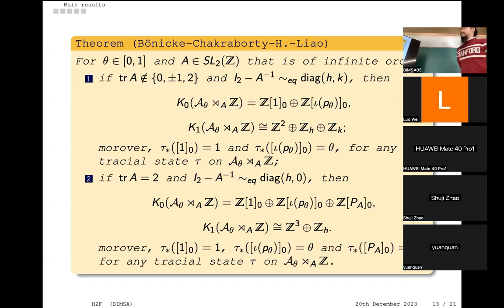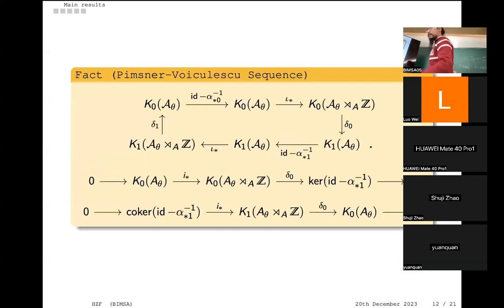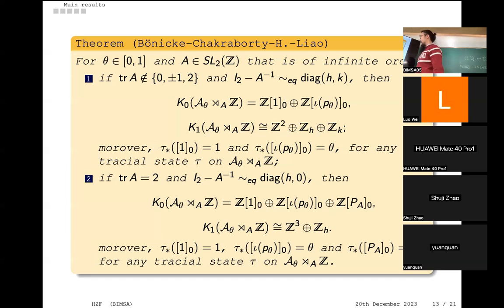So this time, in this case, this map has a rank 1 kernel. And that means we need to find another projection whose equivalence class gives another generator of this K0 group. But we can indeed do that, and we also know the tracial range.